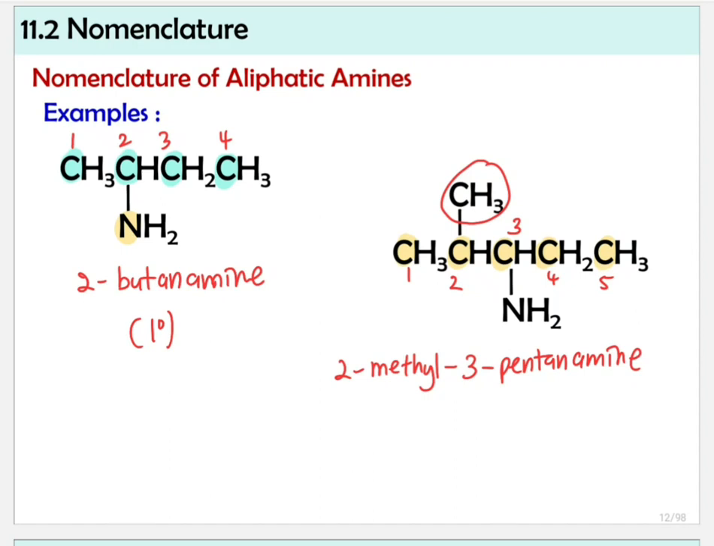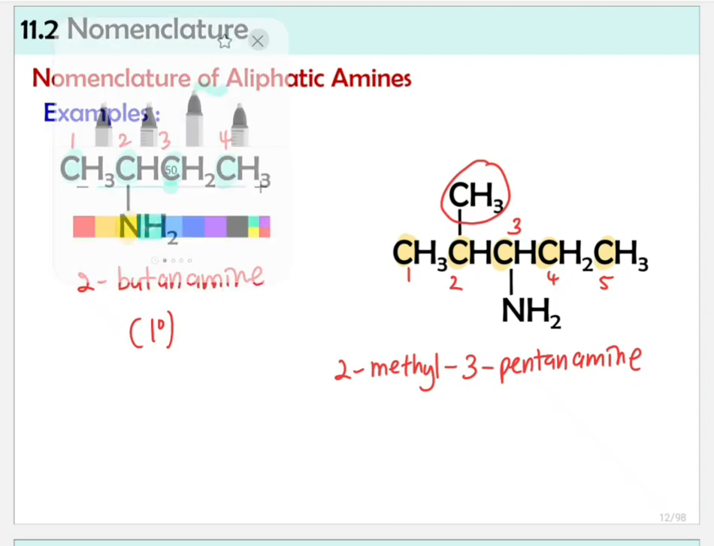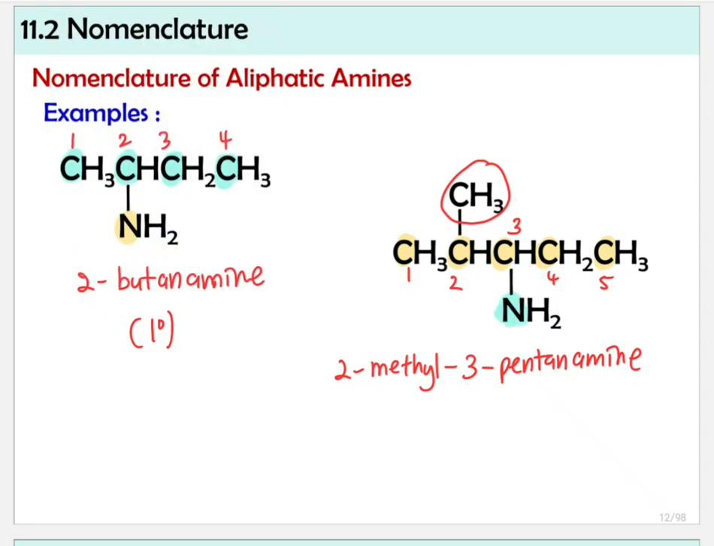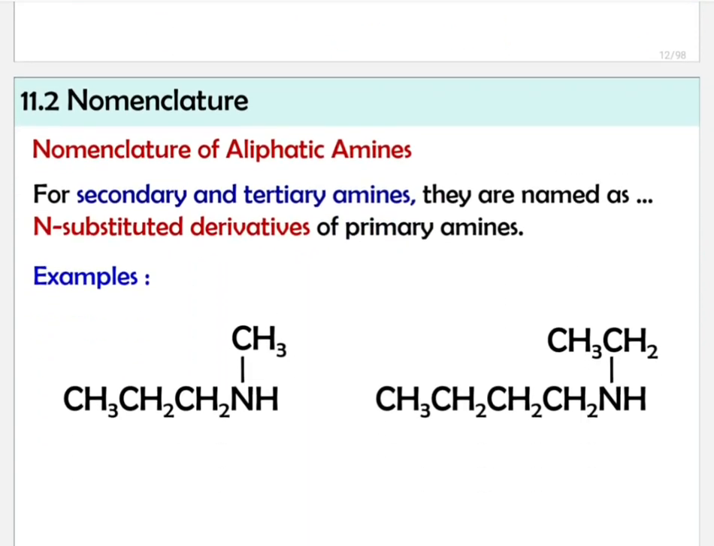Okay. So, for this one, we want to look at its class. So, we look for nitrogen. So, this is nitrogen. And nitrogen is bonded to one carbon only. Therefore, this is a primary amine. Okay. So, we have finished the naming for primary amines. So, that's only primary amine. So, let's look at the next one.